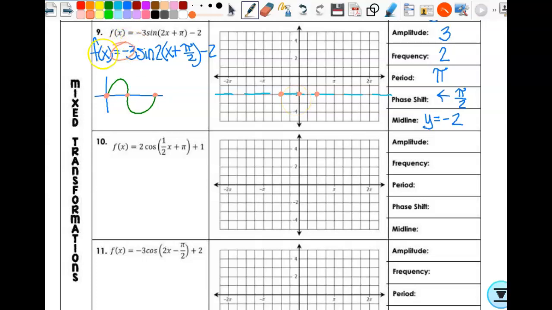Then I got to pay attention to my reflection and my amplitude. Halfway between these two, from the midline, I would go up 3, except there's a reflection, so I'm actually going to go down 3 and end up right here. Which means halfway between these two, I go up 1, 2, 3. Do you see how important that little parent function sketch is so you can follow along on which points you're doing? You can get lost in your points real easy, especially if you're not consistent with what order you do them in. Questions about those points? All right, then repeat them and get it graphed.